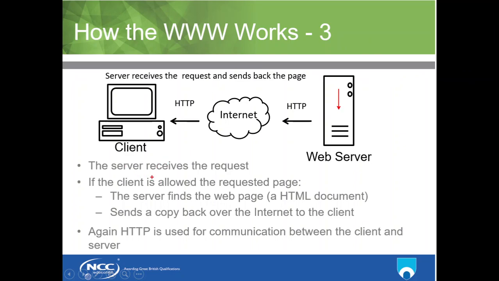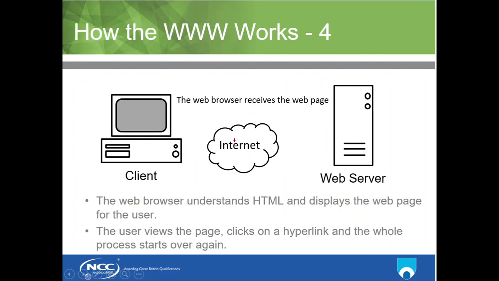the first thing it does is to authenticate the client. Authenticating is checking if the client is allowed to access the particular web page that it's requesting. If yes, then the server finds the web page, which is actually a HTML document, and sends a copy back over the internet to the client. Again, all this is happening using HTTP, both when you are requesting and when it's being sent to us. Okay, so let's go ahead and look at the last bit of www.